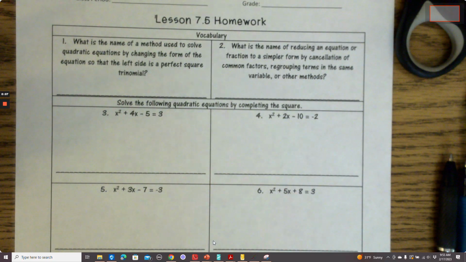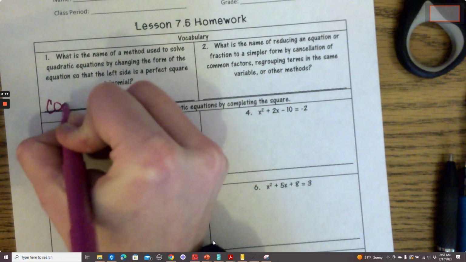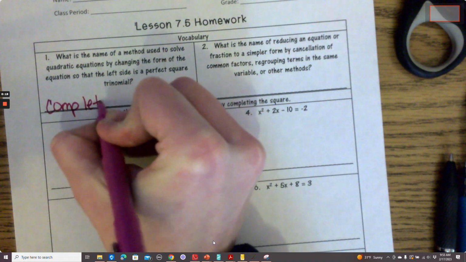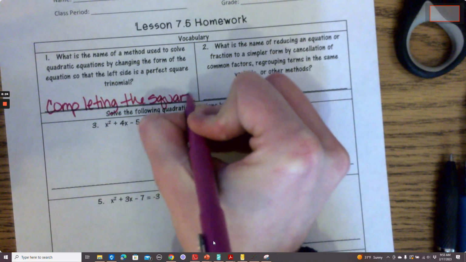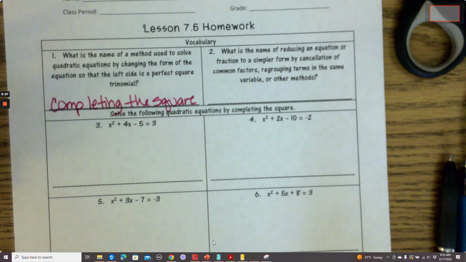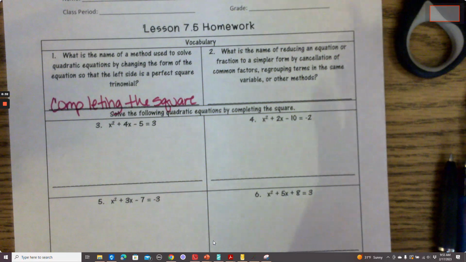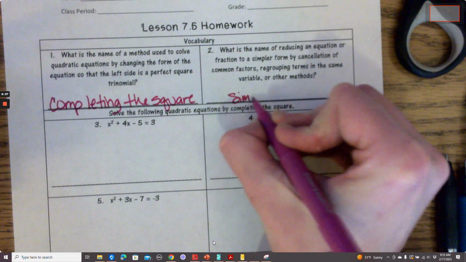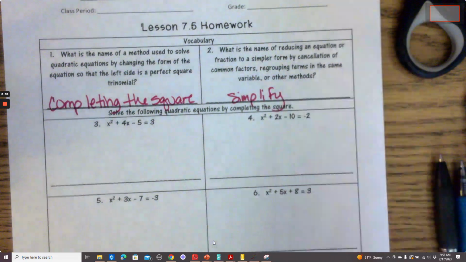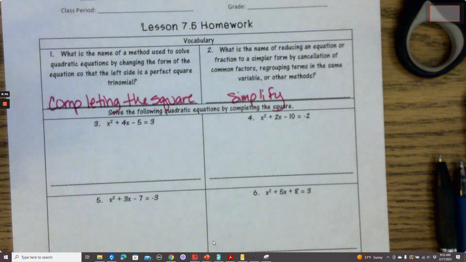So it says, what is the name of a method used to solve quadratic equations by changing the form of the equation so that the left side is a perfect square trinomial? So this is completing the square. And then number 2, what is the name of reducing an equation or fraction to a simpler form by cancellation of common factors, regrouping terms in the same variable, or other methods? This is when I tell you to simplify something. Putting your answer in simplest form.